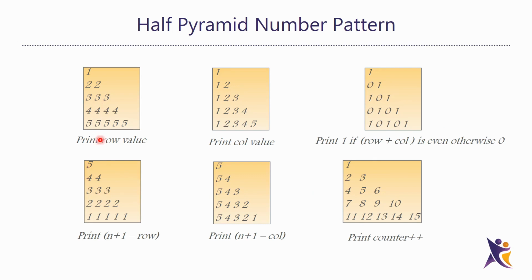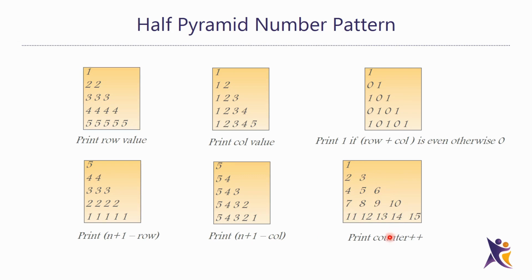Now for these three, you have to print first 5, 4, 4. It's just a reverse of this one: 5, 4, 4, 3, 3, 3, 2, 2, 2, 1, 1. For this, you have to use the expression n plus 1 minus row. If you print this value, it will print like this. For this one, n plus 1 minus column. For the last one, if you see, it's just a counter: 1, 2, 3, 4, 5, 6, 7, 8, 9, 10. It's just a counter, right?